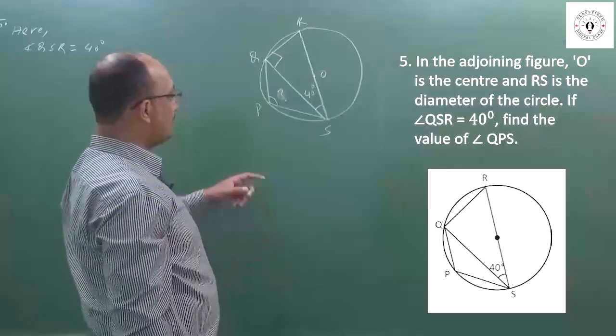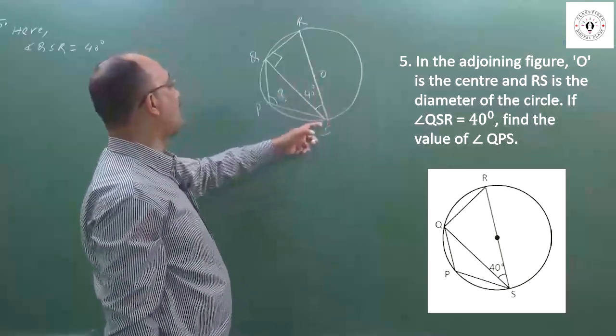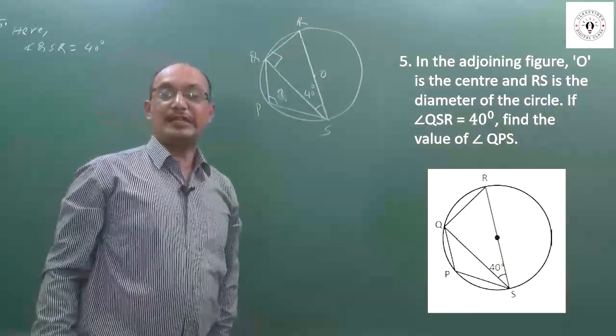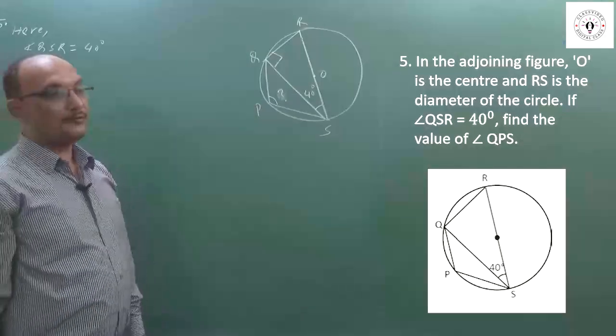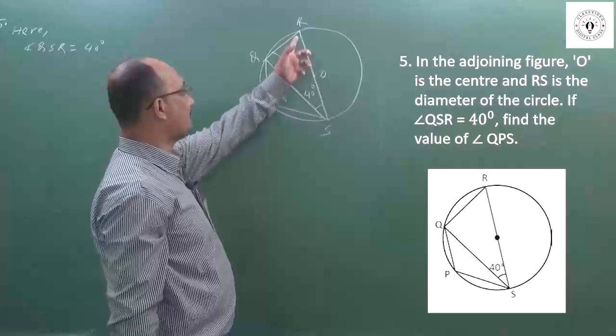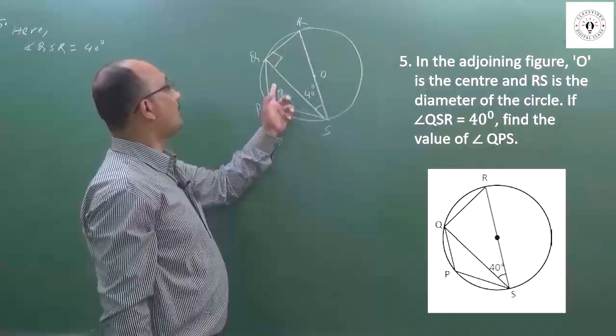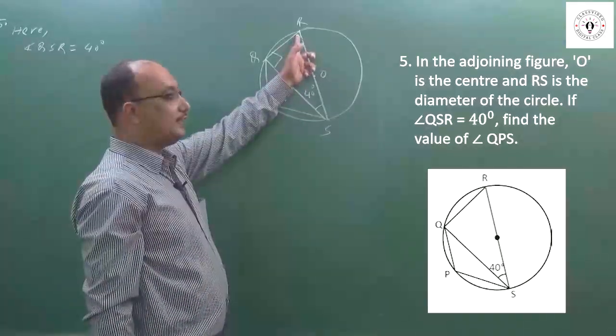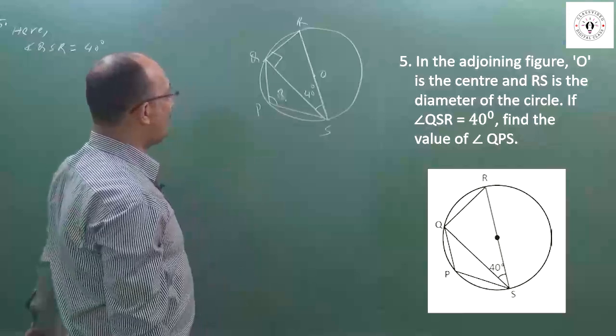And after getting this angle, look here, PQRS is a cyclic quadrilateral, and we studied that opposite angles of a cyclic quadrilateral are supplementary. That is, when we add the opposite angles of a cyclic quadrilateral, the sum will be 180 degrees. So this plus this equals 180 degrees. Yes, in this way we can find it.